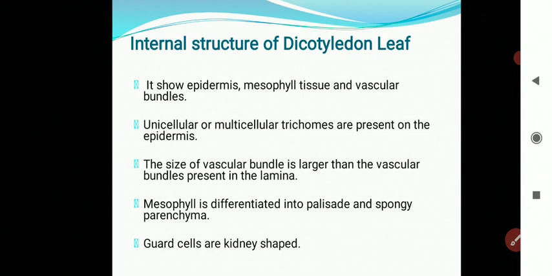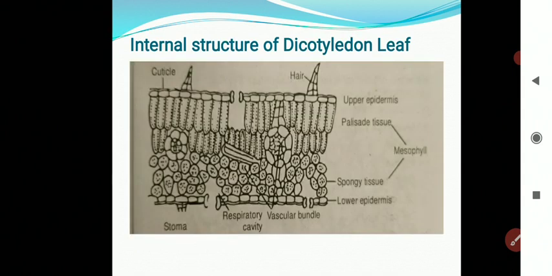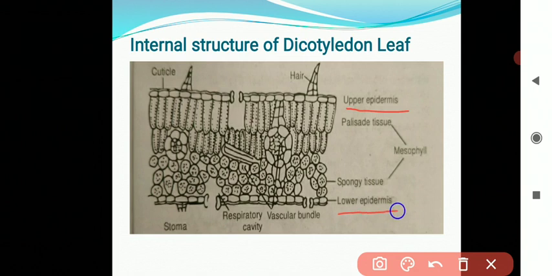So let's discuss in detail the internal structure of the dicot leaf with the help of this diagrammatic representation of the transverse section of a dicot leaf. Now look at the diagram here. This diagram shows the first region, that is epidermis. This is the upper epidermis, this is the lower epidermis. As we discussed, the transverse section of a dicot leaf shows a dorsiventral or bifacial structure. There are two sides, dorsal as well as ventral.